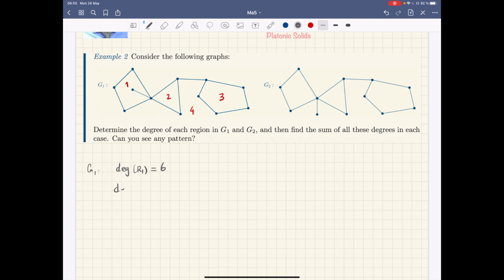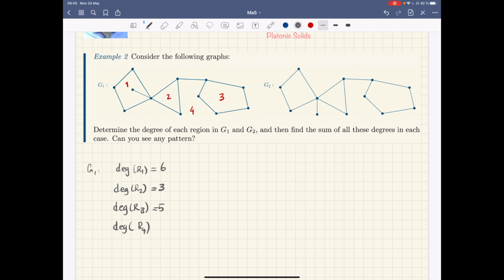Degree of R2 is, it's clear, 3. Degree of R3 is 5. Agree? But let us count the degree of R4.